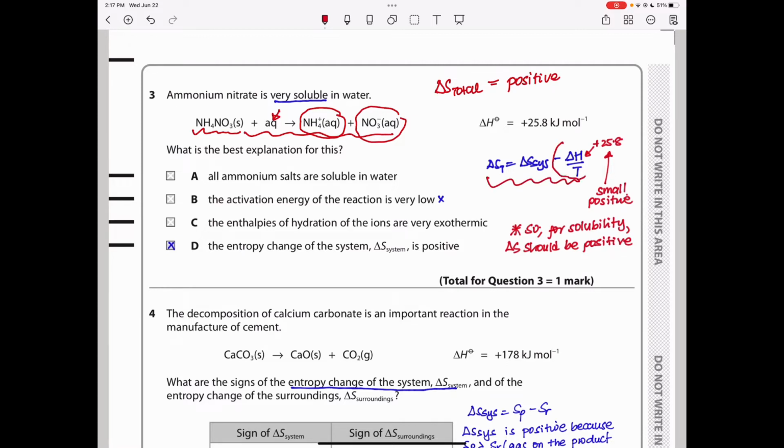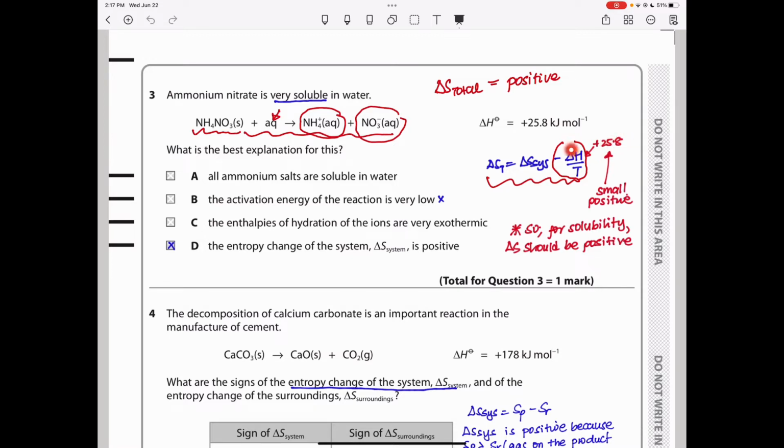the S surrounding is equal to this, so we can say the S total is the S system, as we can see here, minus delta H over T. Looking at this reaction, the forward reaction is positive, so the delta H is going to be positive 25.8, divided by the temperature. The reason this is going to be negative but a smaller negative is that the numerator, 25.8, is actually small.